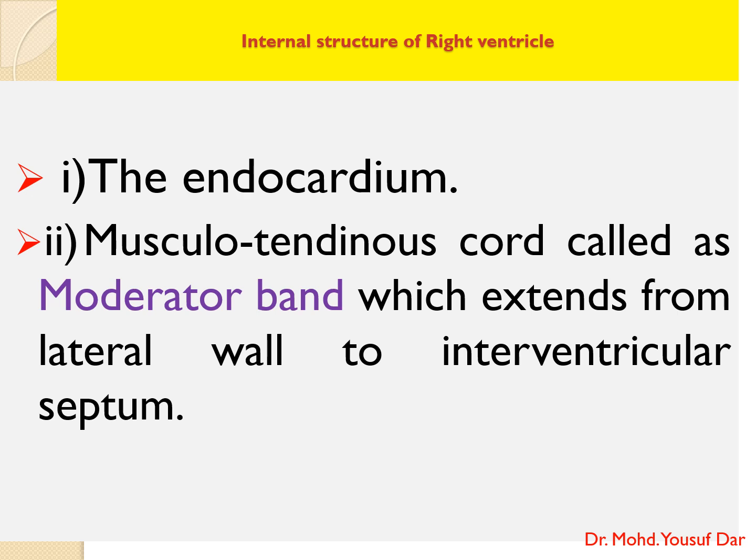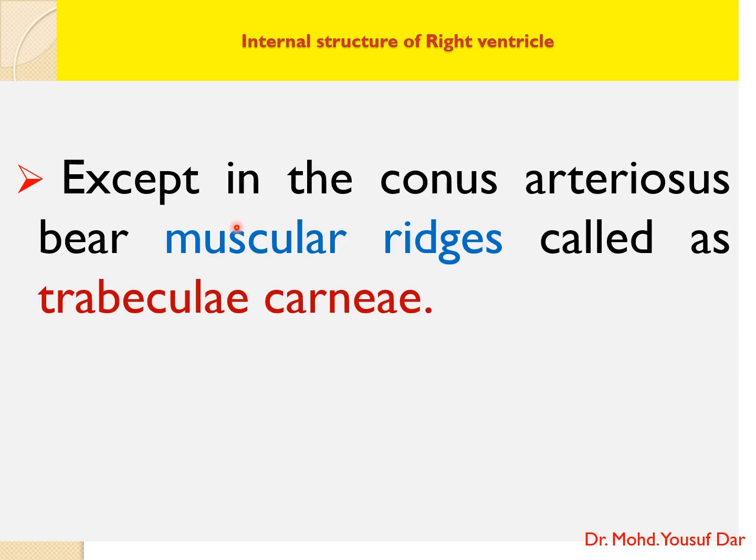The right ventricle is lined with a smooth glistening membrane, which is known as the endocardium. Then there are musculotendinous cords, known as moderator bands, which extend from the lateral wall to the interventricular septum. The size and number of these moderator bands generally vary, and it is usually single in the right ventricle. Except in the conus arteriosus, the right ventricle is lined with muscular ridges. They are known as trabeculae carneae.